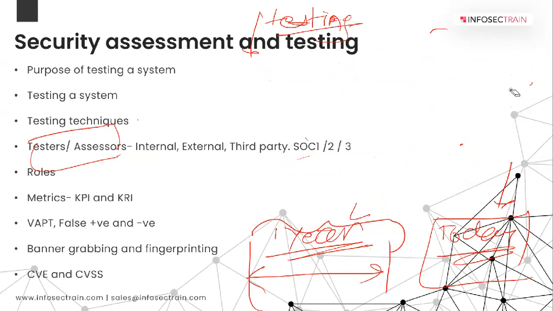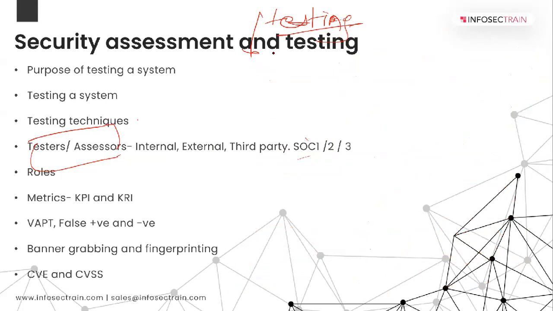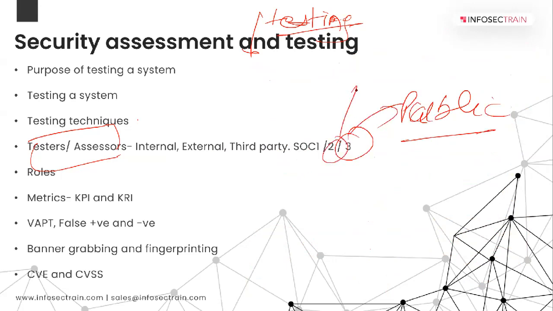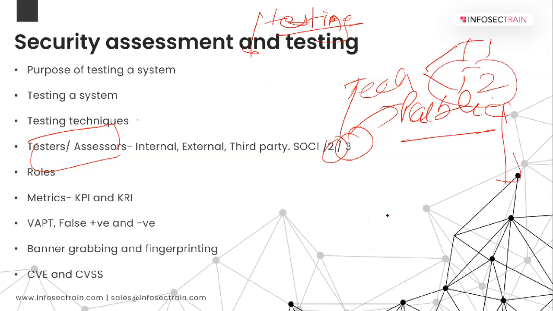And then your SOC 3 is basically a sanitized version of the SOC report, which is generally used for public circulation. So SOC 3 is for public, SOC 2 is your technical, and within that you have type 1 and type 2. Type 2 is more detailed, with more data of a longer duration. Type 1 is your point in time.